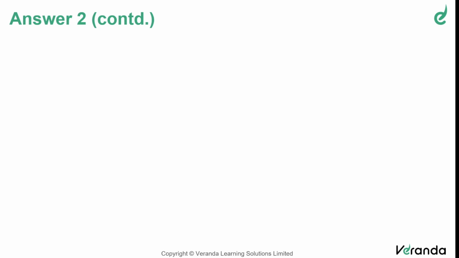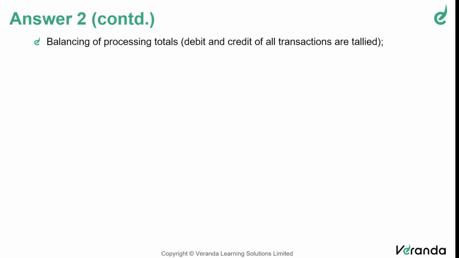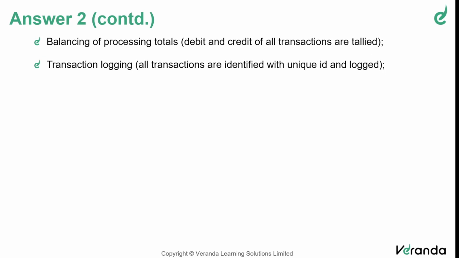These are the points regarding application control. In application control, just write WhatsApp so that you remember. First is data edits. You can't edit every field. Second is separation of business functions. This is a general point under both, so you should remember this. Third is debit and credit totals should be equal, balancing the totals. Next is transaction logging, which means that anyone who makes changes, I need to identify that this has been made by this person. Transaction logging or event logging. Logging means making a record or having a register. Then error reporting, exception reporting, so simple.